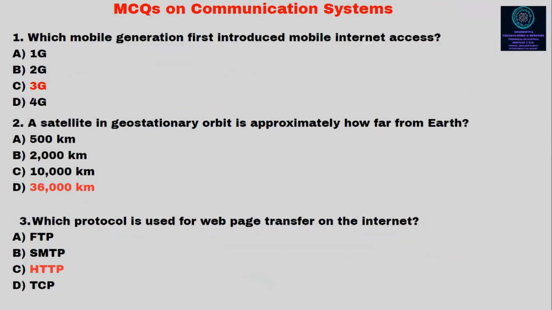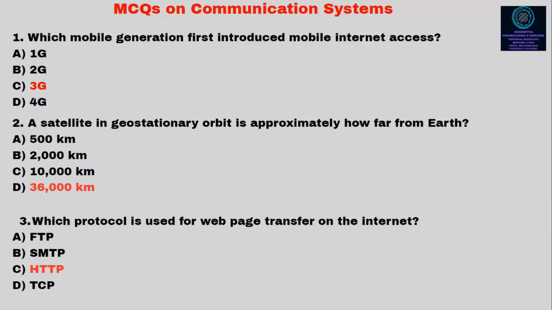All right, now we come to the MCQ part for this. Which mobile generation first introduced mobile internet access? Right? Internet came in 3G. So the correct answer is 3G. The second question: a satellite in geostationary orbit is approximately how far from Earth? Geostationary, I told you the first type of satellite, it is more than 36,000 kilometers, approximately. Less than that is MEO and other satellites.